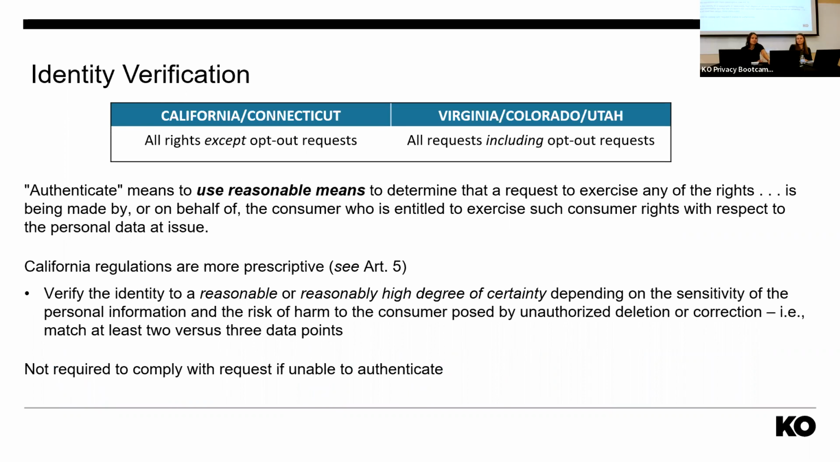I did want to touch on identity verification because interestingly, in Virginia, Colorado, and Utah, even for opt-out requests, which are more automated, as we were discussing, you need to verify them. So it has to be a reasonable means, which provides some flexibility, but you do need to be verifying that it's the actual consumer on whose information you have before you process that opt-out request. For California and Connecticut, it's all the rights except for those opt-out requests that you need to be verifying.